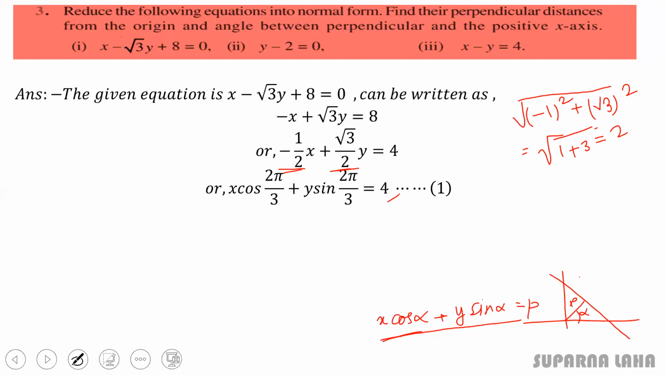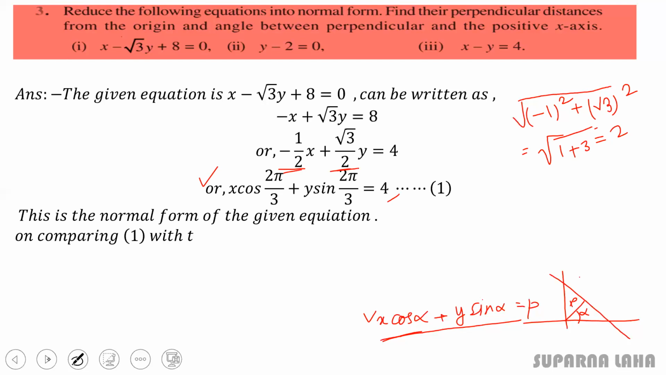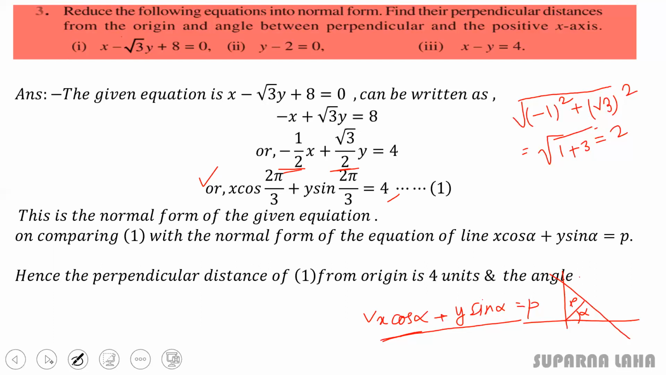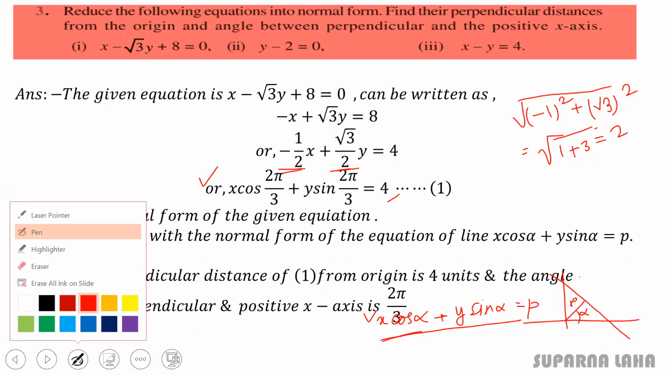Now compare this normal form and this equation. So you will find alpha is 2 pi by 3 and p, that is the distance from the origin to the straight line, is 4 units. Clear? So write down the answer: the perpendicular distance of this equation 1 from the origin is 4 units, and the angle is 2 pi by 3 between the positive x-axis and the perpendicular.